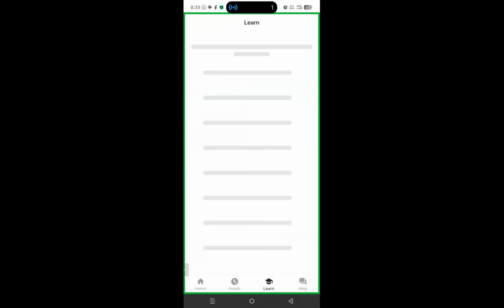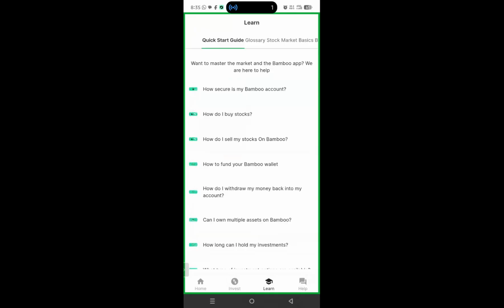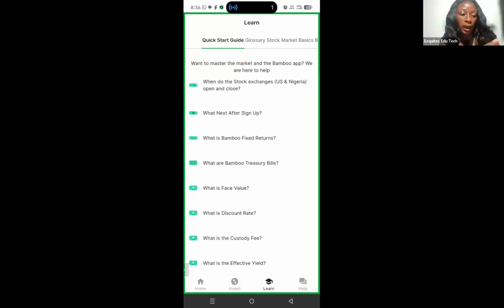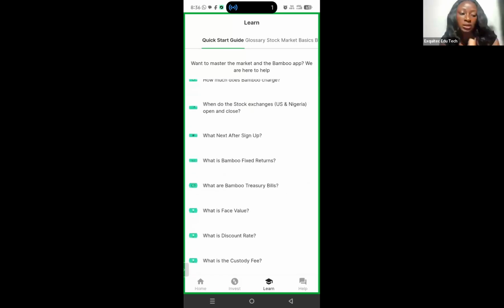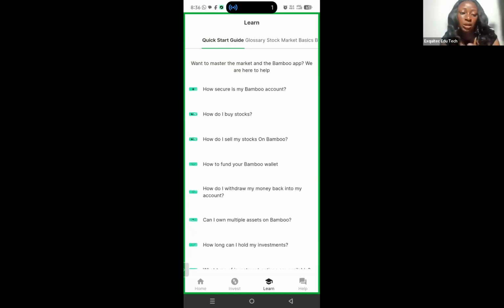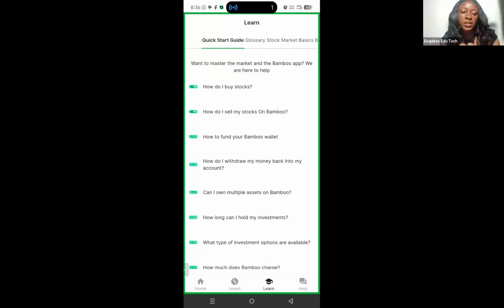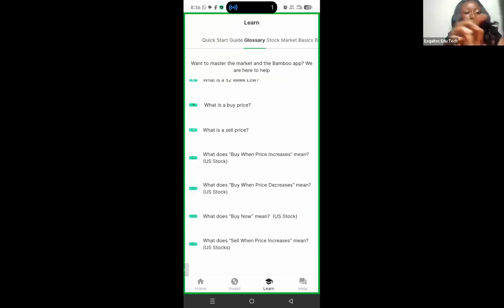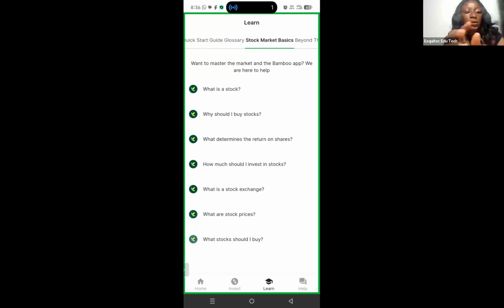Under learn, that's most of these apps, one of the advantages of it is they have resources to help you using their app. So you can click on any of these things and it gives you an explanation on whichever topic you click on. So if it's how do I buy stocks, you can easily do demos on it. And I encourage that you actually once in a while be curious enough to click on it. It helps. So it has a glossary, that is some basic terminologies in the stock market.